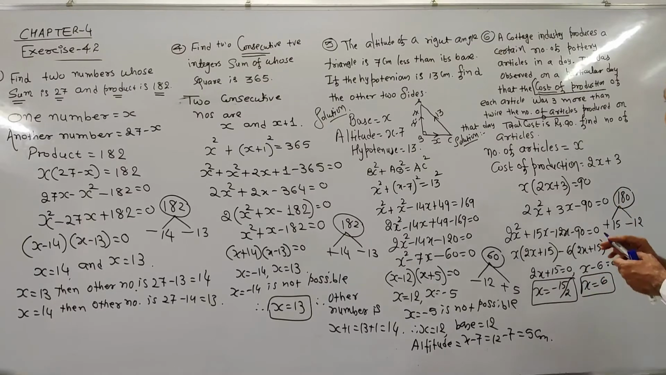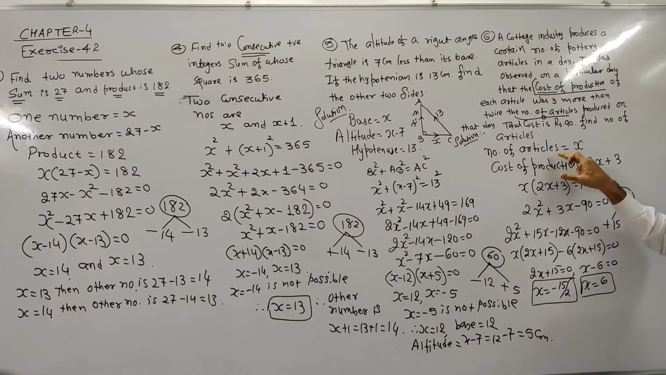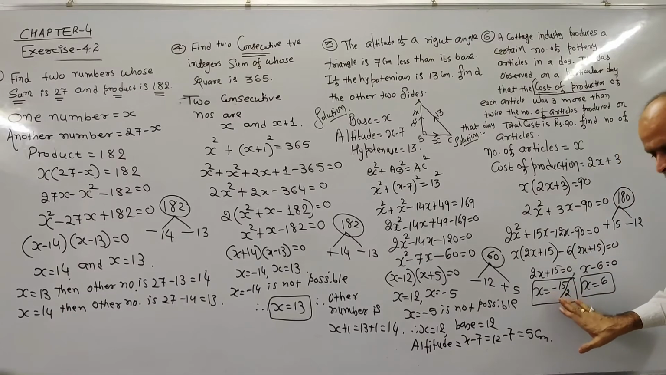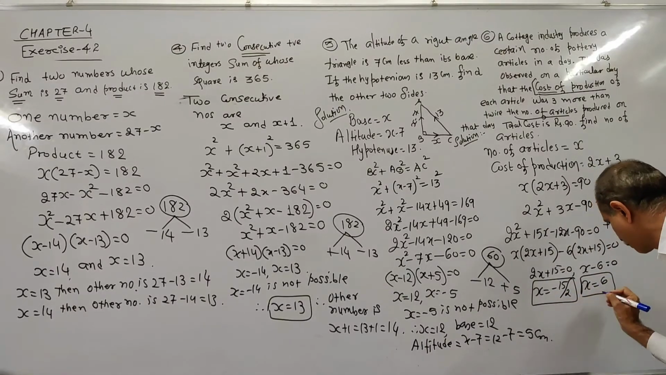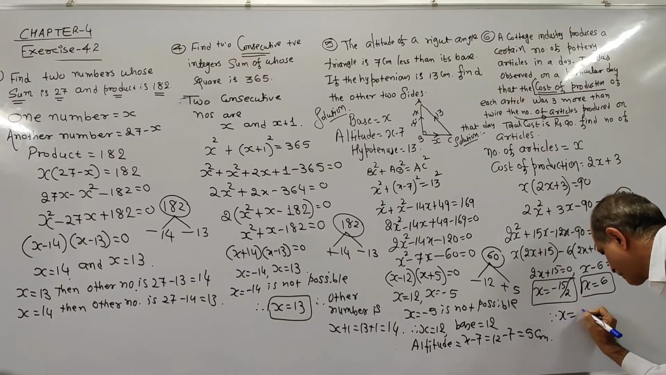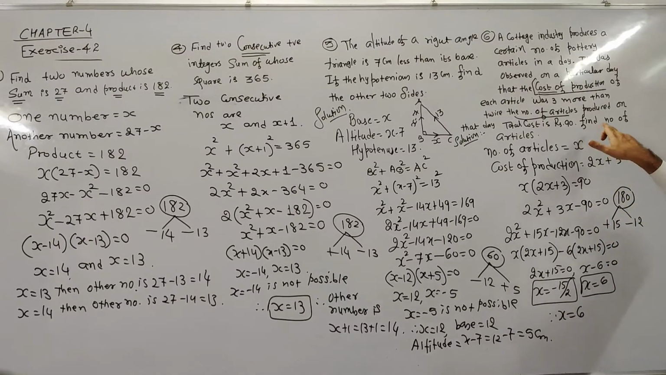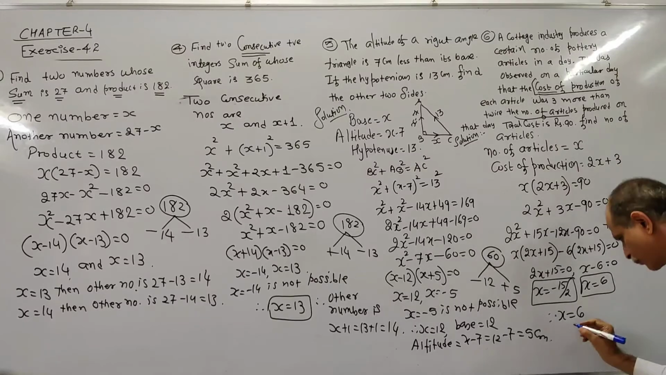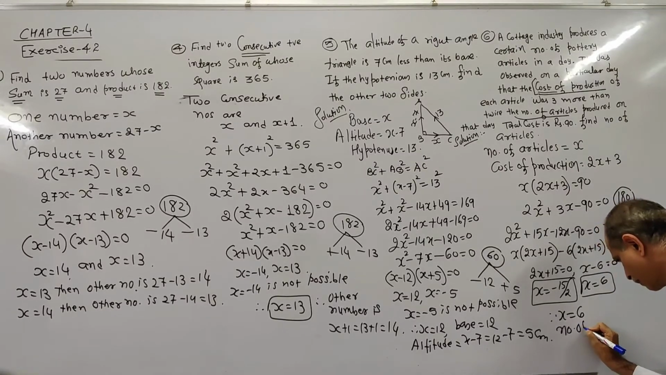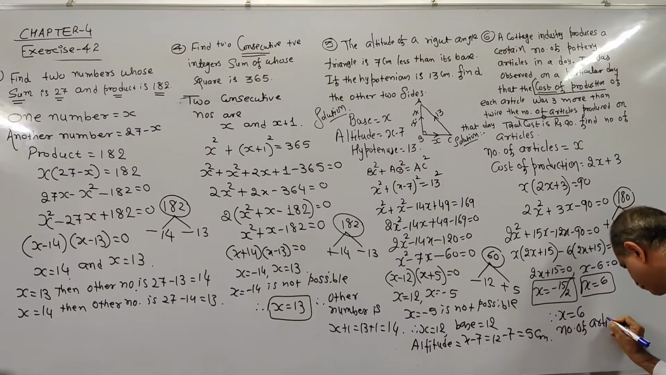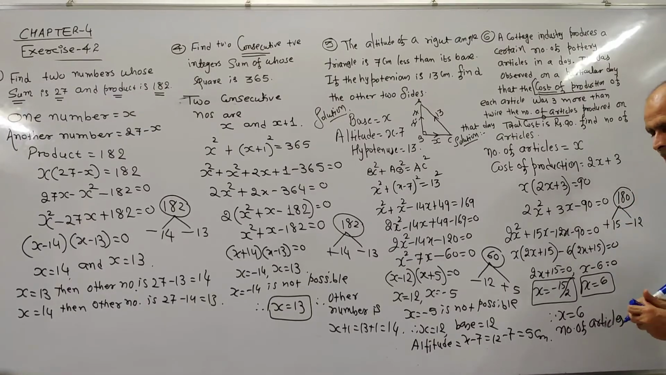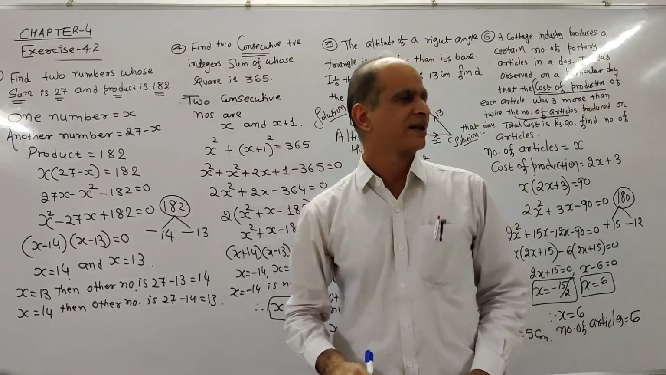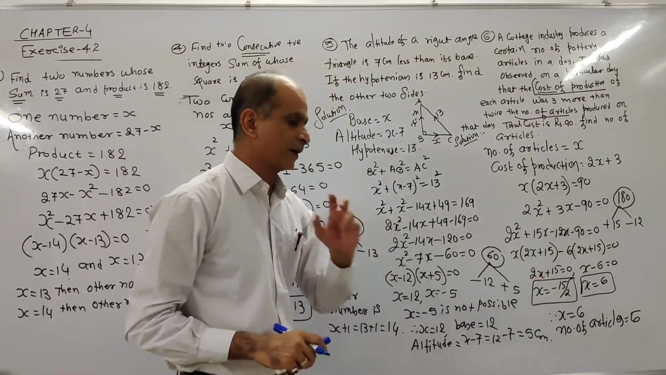Because x is the number of units produced on a day, the number of units cannot be negative. So x is equal to minus 15 by 2 is not possible. Therefore, x is equal to 6. So to find the number of articles, you have to write one sentence: number of articles is equal to 6. So a cottage industry produces 6 articles on a day.